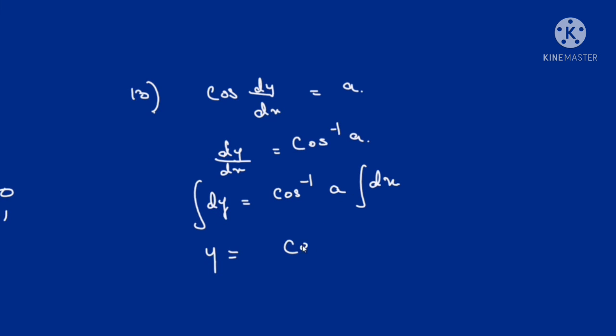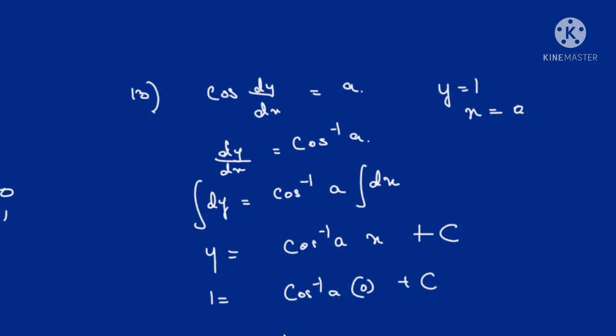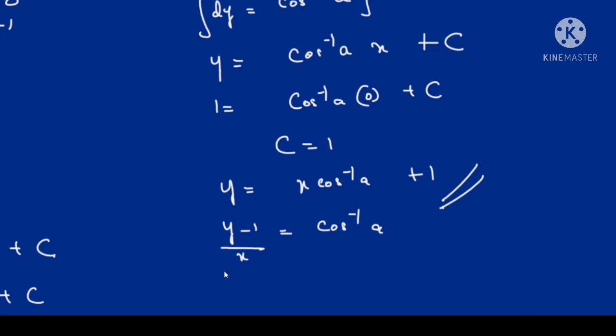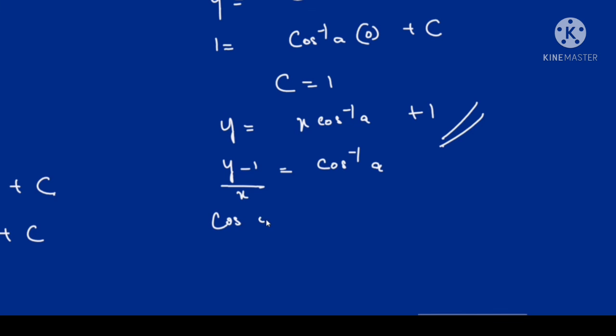Y is cos inverse a, integration of dx is x plus the constant c. Now they have given when y is 1, x is 0. So put y is 1, cos inverse a, x is 0. So c is 1. So y is equal to x into cos inverse a plus 1. So cos y minus 1 by x is equal to a.